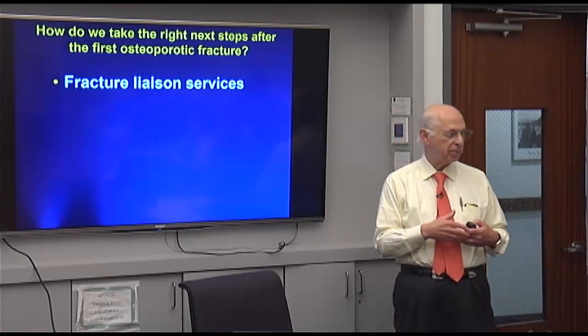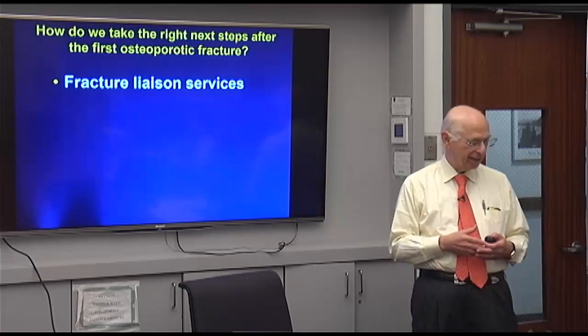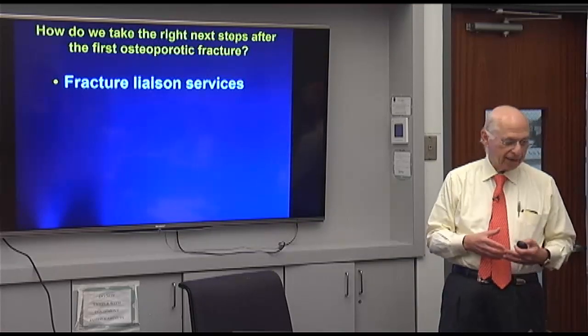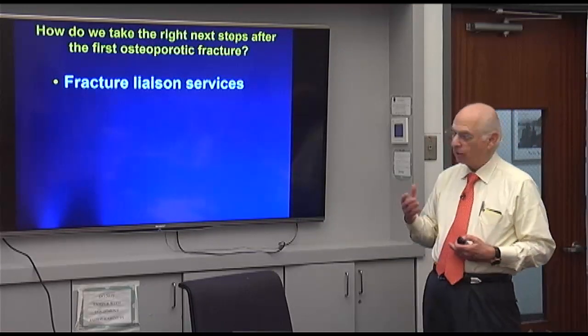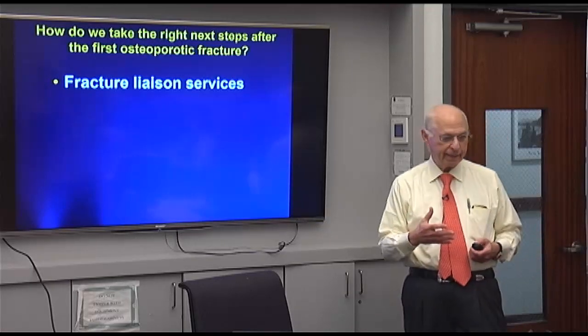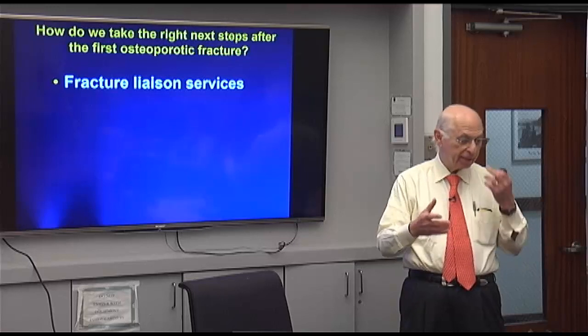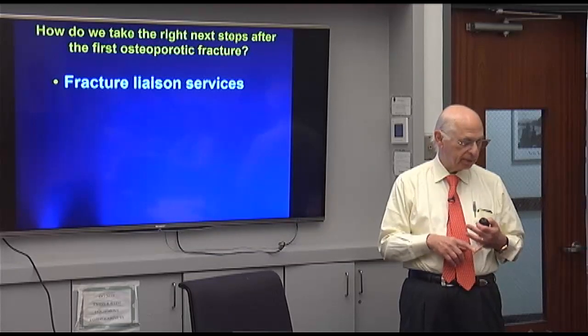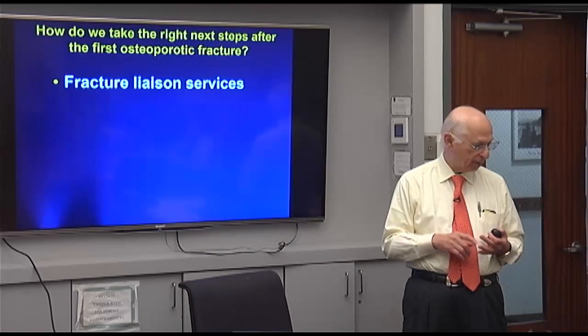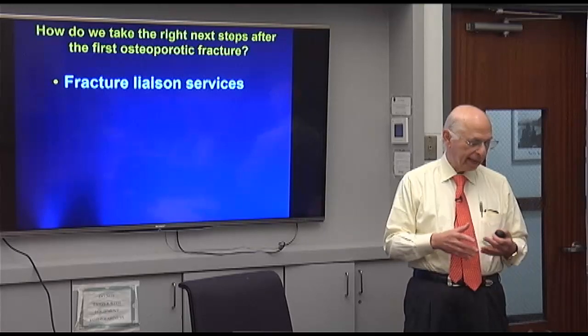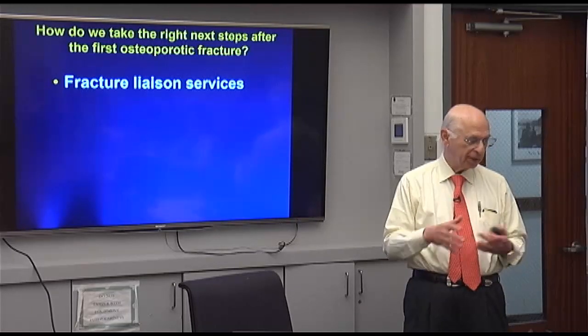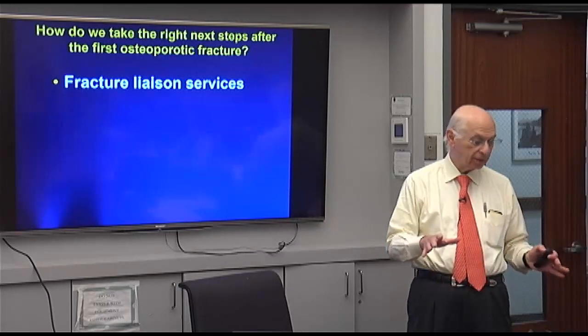So this is a perfect logical sequence into how do you do that? How do you identify those individuals and not lose them? The big fractures, the hip fracture, winds up in the hospital. Not so big fractures wind up in the emergency room. And whether they're in the hospital or in the emergency room, they can easily get lost.